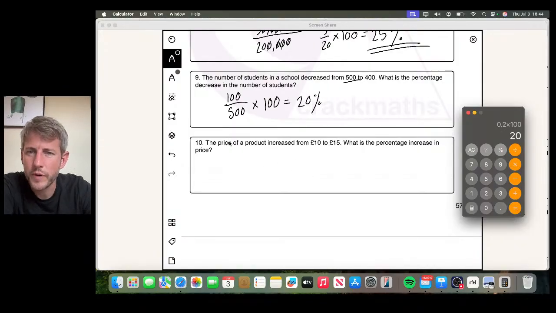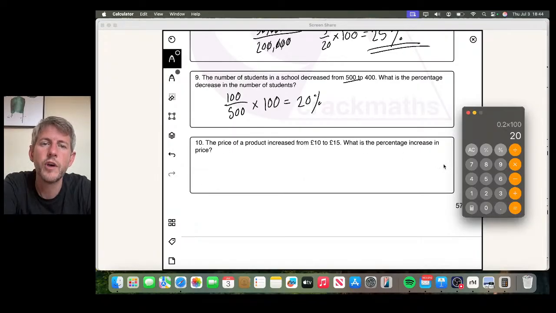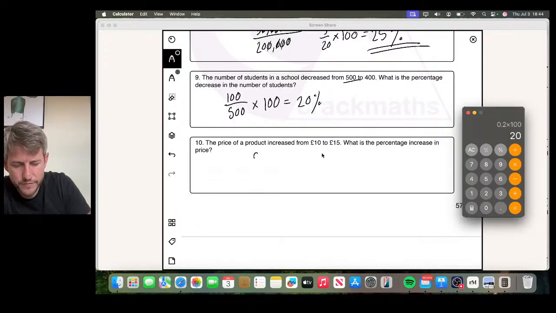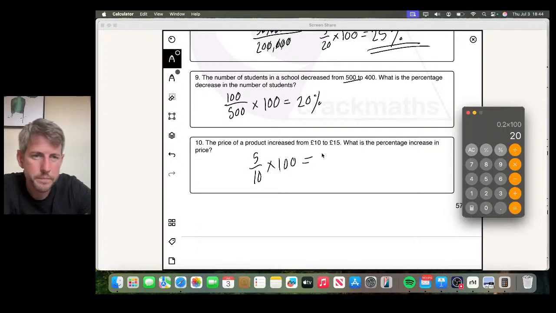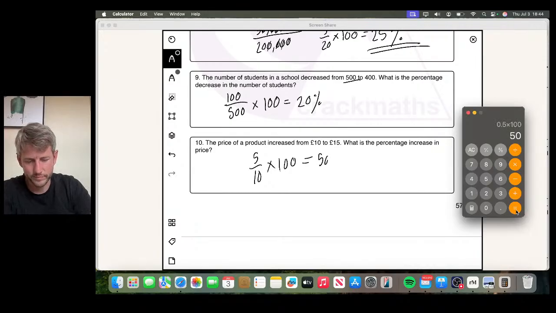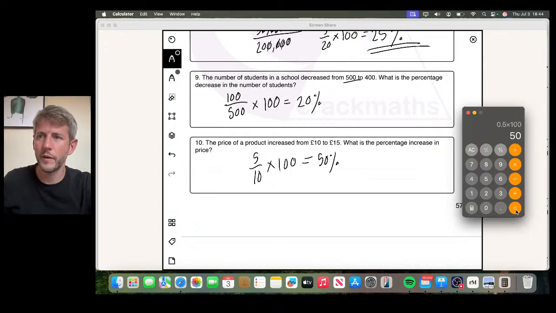Okay, and last one here. The price of a product increased from £10 to £15. What is the percentage increase in price? So we've increased £5 out of £10, and we've got to times that by 100. So let's do this. So we've got here 5 divided by 10 equals 0.5, times that by 100 equals 50%. Okie dokie, right. Let's go get this marked.